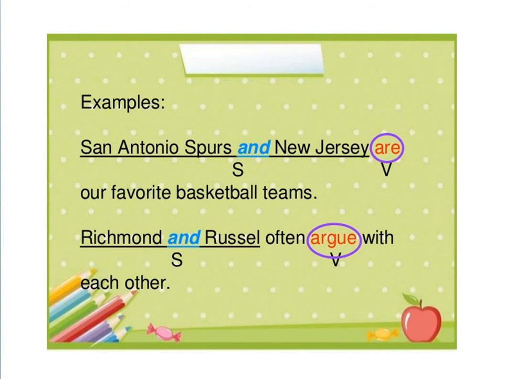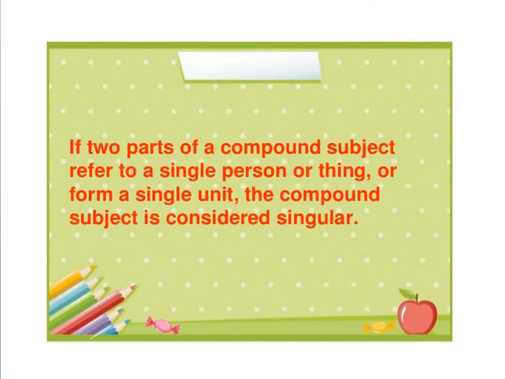Richmond and Russell often argue with each other. If two parts of a compound subject refer to a single person or thing or form a single unit, the compound subject is considered singular. Previously we have studied the rule that if the compound subject is connected by and, we take it as plural, and now we are saying that if the compound subject is referring to a single entity, to a single thing or person or a concept, then we take it as singular.